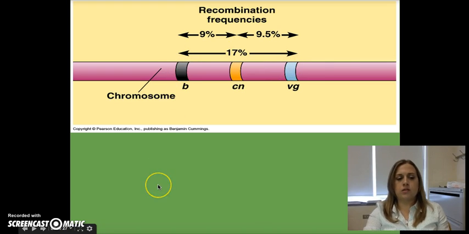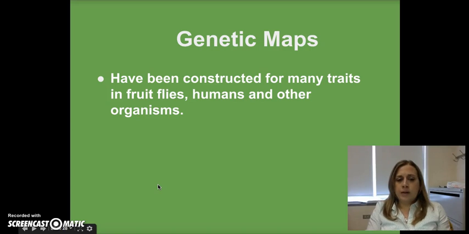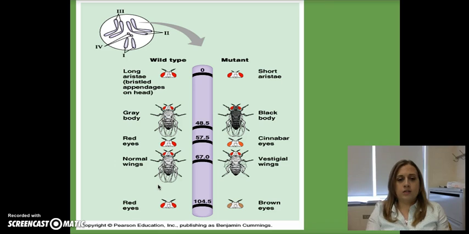the vestigial genes. So genetic maps have been created for many traits in fruit flies, also in humans and other organisms as well. Here is a gene map for fruit flies again.